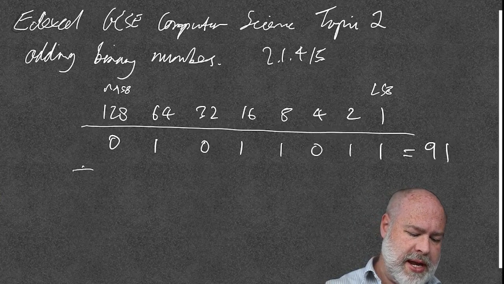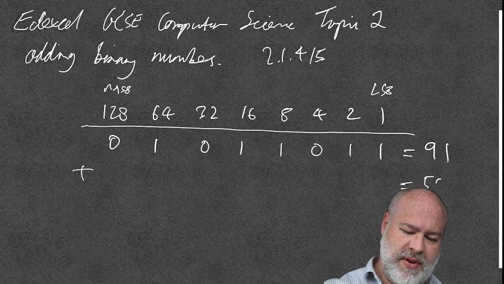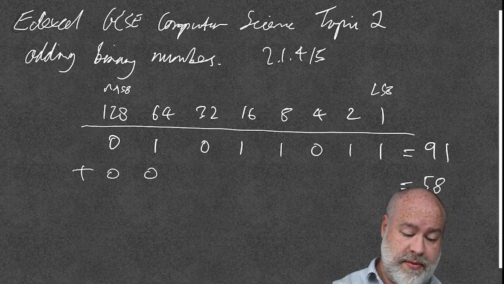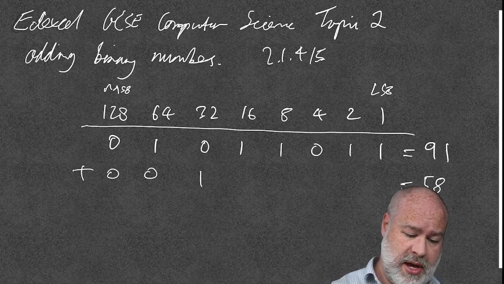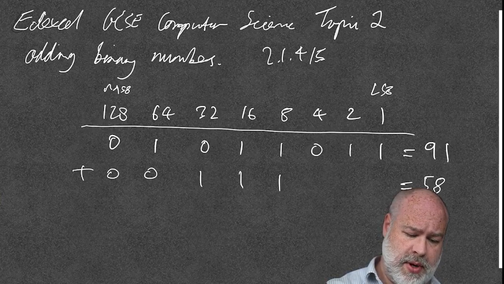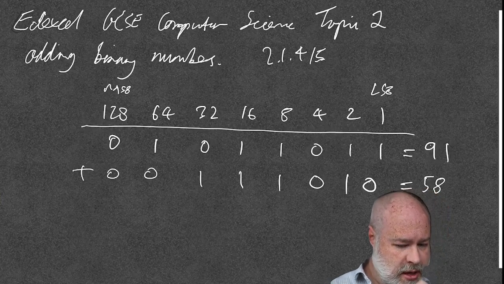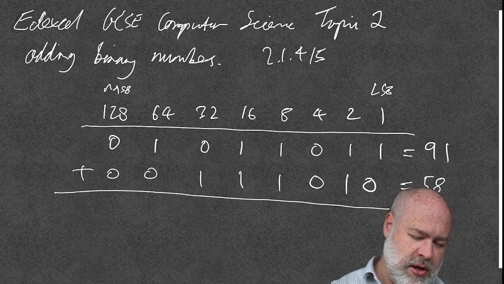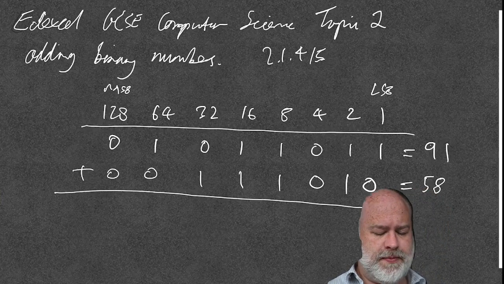And if we want to add another number, let's say 58. Okay, so 58 would have nothing here, nothing here. We would have 32 because that goes into 58. And plus 16 is our 48, so we need 10, so we need an 8 and a 2. Get rid of those. So that's our 58. And then we want to work out what the addition of those 2 numbers would be.